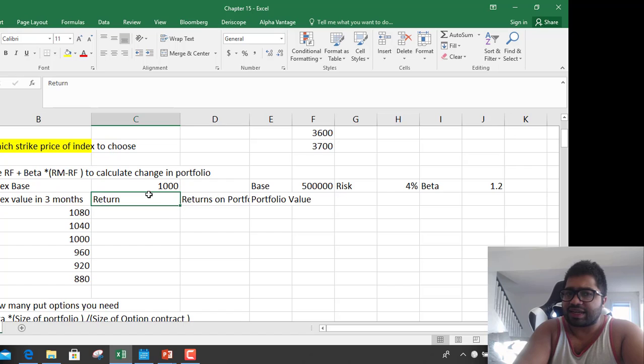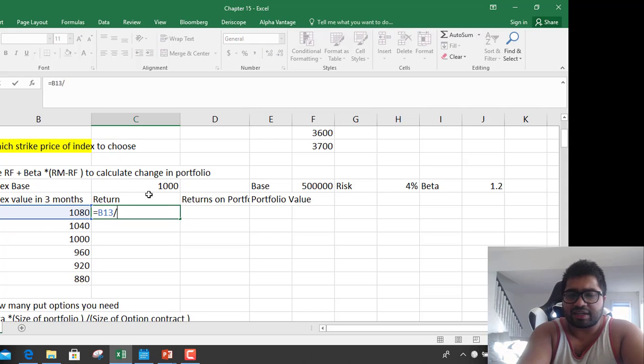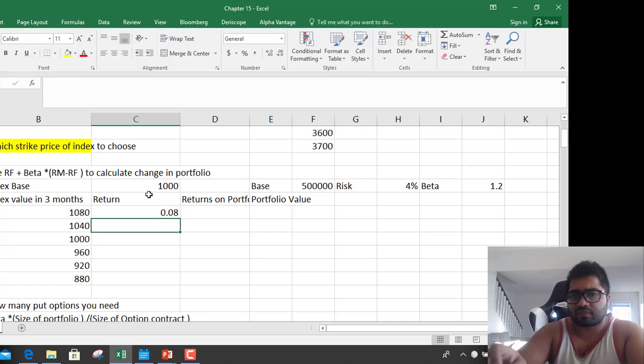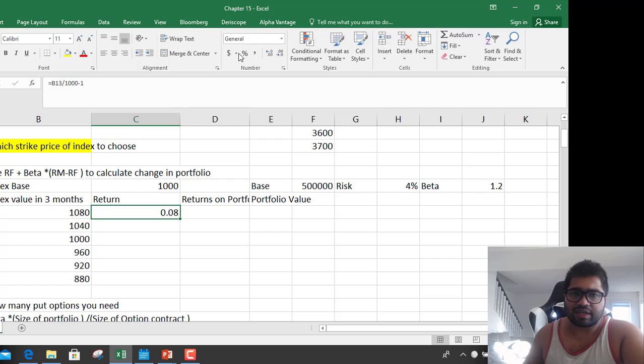But we know the index base value was 1000 and the index in 3 months takes these different values. So how do you find return on the index? Return on the index is index in 3 months divided by the starting base value, minus 1. So the index is going 8% up in the first case.